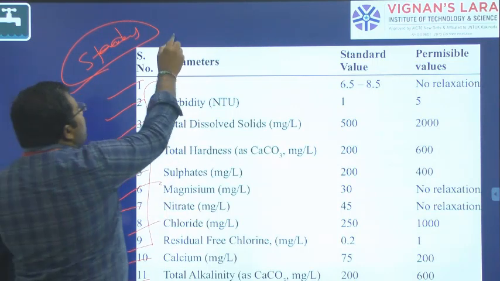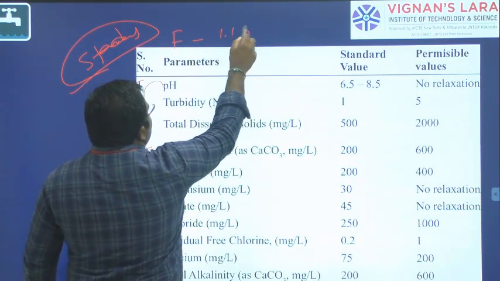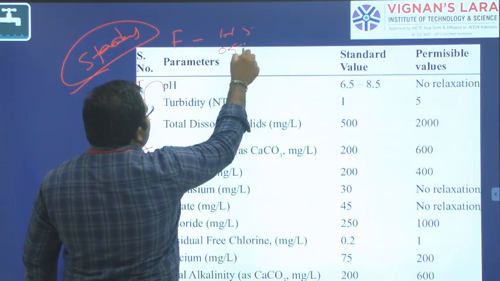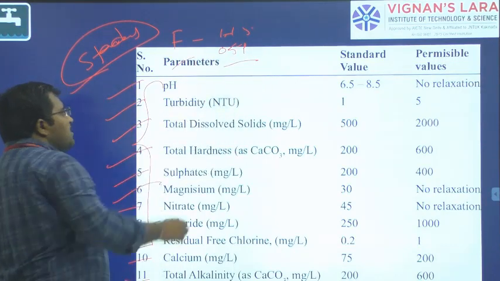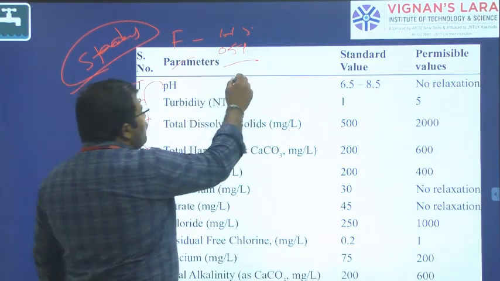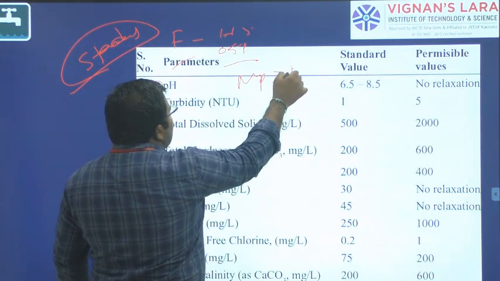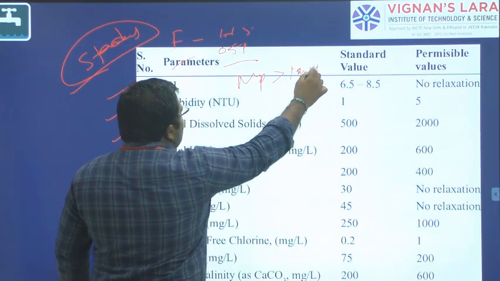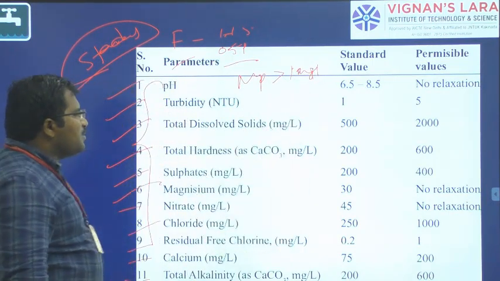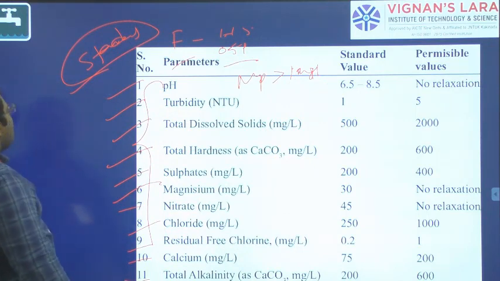You can even add fluoride 1 to 1.5, iron less than 0.1 ppm, right? So all those things, and MPN should not be there in the water, and the total count should not be more than 1 per 100 ml, right? So these are the things. Okay, so these are the water quality topics, that is third unit.